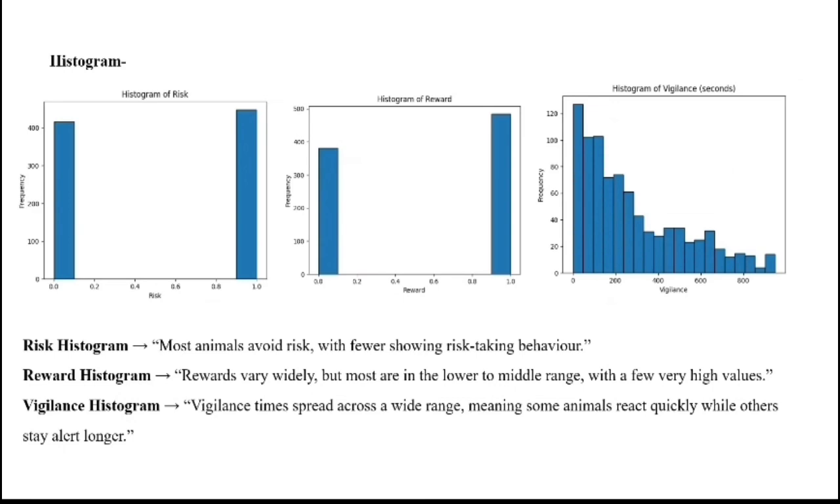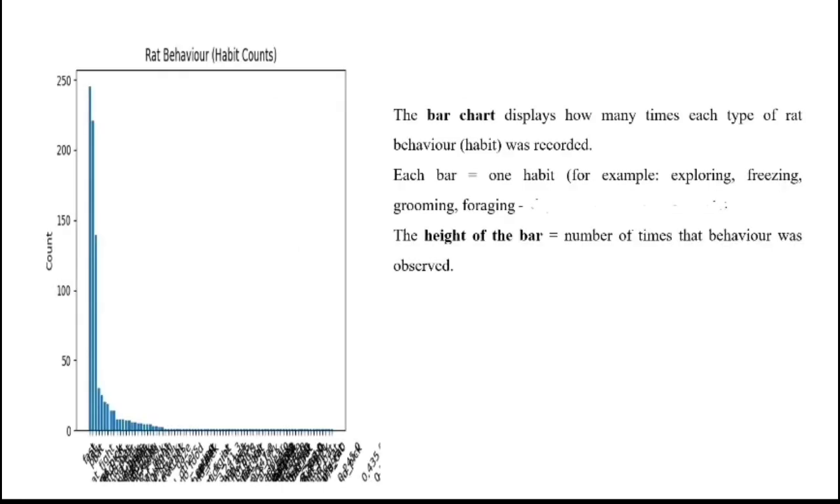And the third one is the vigilance histogram, which shows that animals stay alert for different lengths of time. Some of them react quickly, and some of them took a lot of time to react as well.